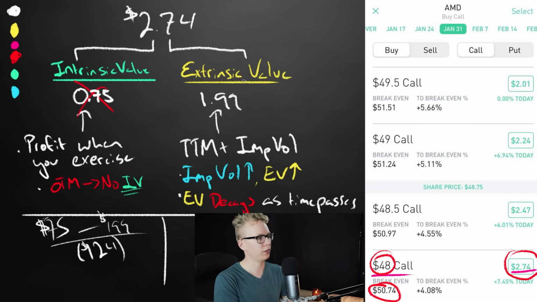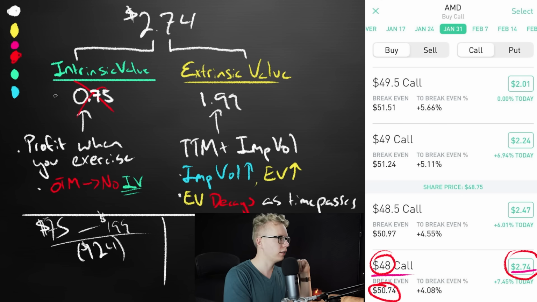Summary time, boys and girls. When you buy a call option, you are paying this premium right here, this $2.74 per share. So you're paying $274 to buy this option. That premium of $2.74 can be divvied up into two separate categories. One is intrinsic value. The other is extrinsic value. Intrinsic value is whatever profit you would get when you exercise the option.